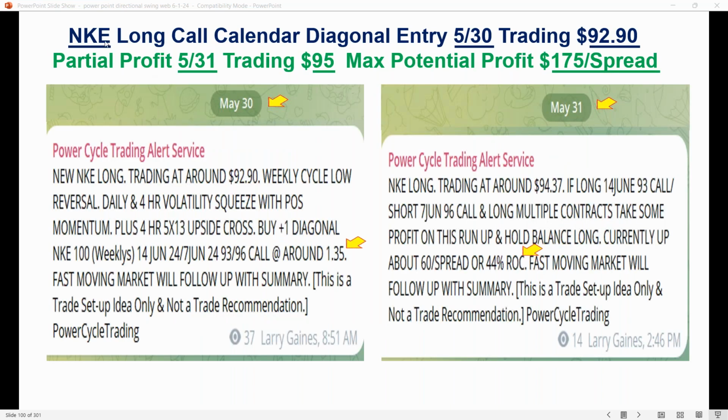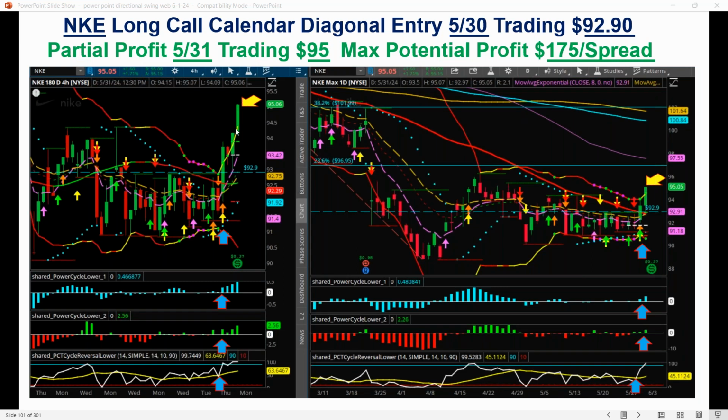And here's one that we did just on Thursday, the 30th. This was on Nike. This was a cycle low reversal pattern. Let me just show you. Here it was coming down. I'll pull it up on the chart to give you a better feel for the trade.